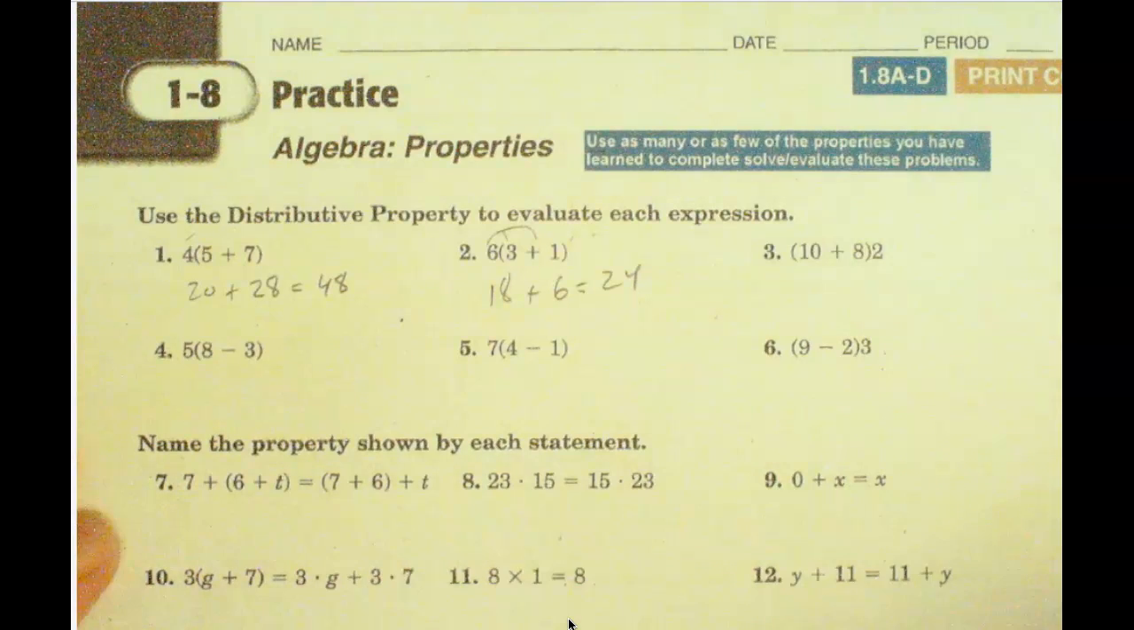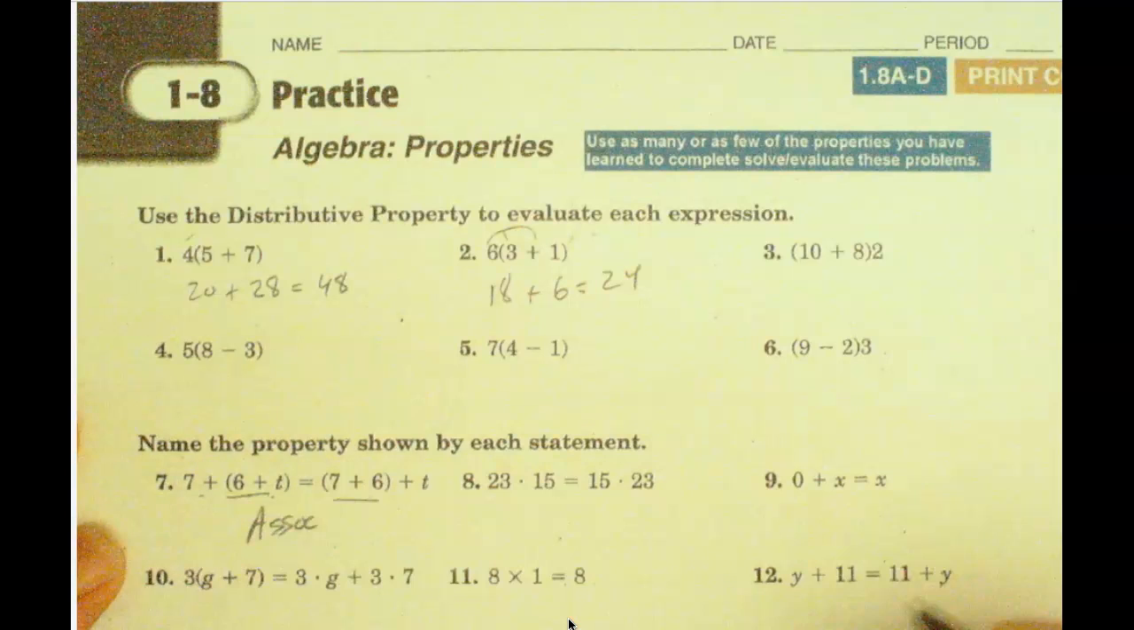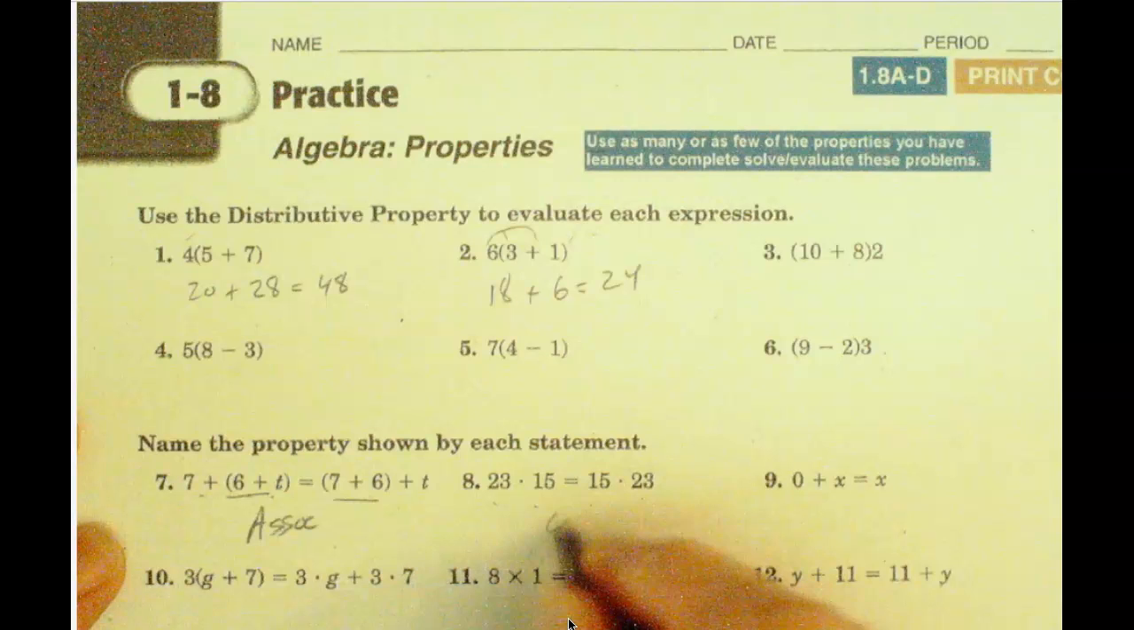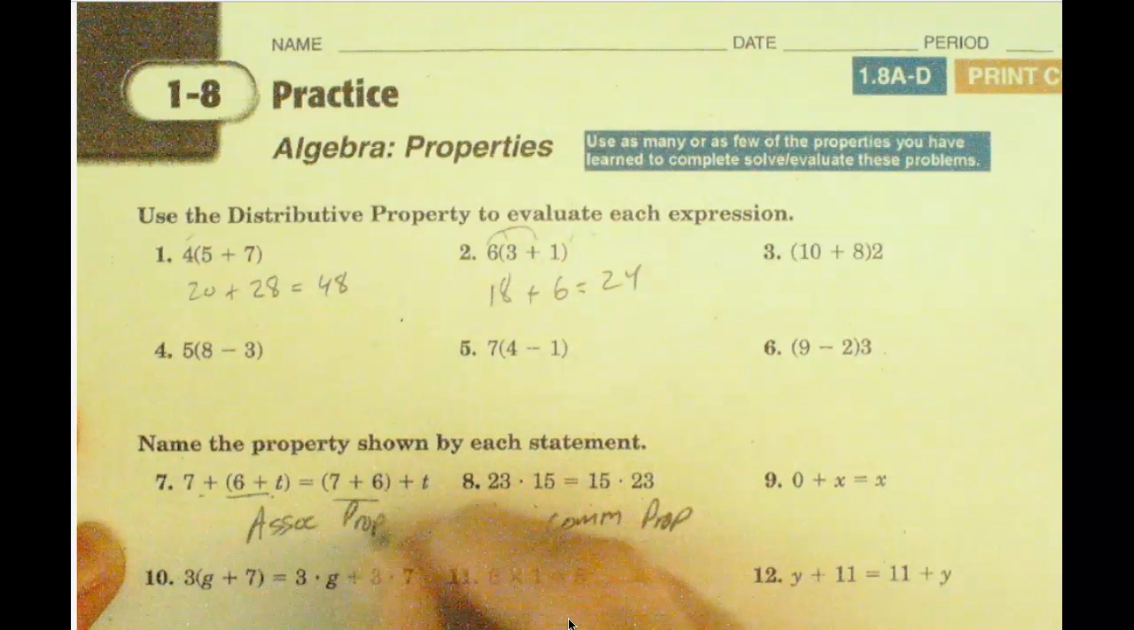Down here is name the properties shown by each statement. So let's just go ahead. The first one here, name the property shown by this one here. So this is 7 plus (6 plus t), and this is (7 plus 6) plus t. It looks like all they did was move the bracket. So this is the associative property. This one here, 23 times 15 equals 15 times 23. This looks like the commutative property. Just reversed the order there.